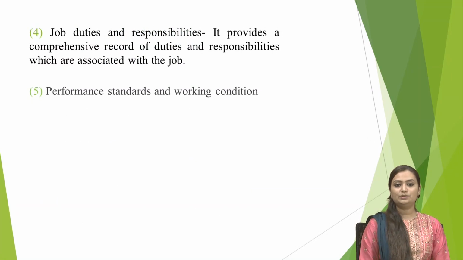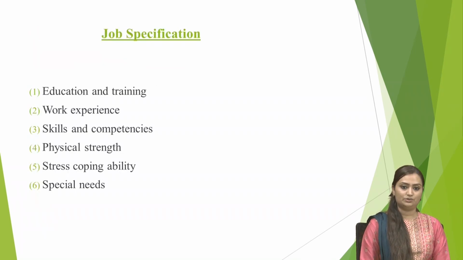Next is related to job duties and responsibilities. So job description is a kind of data from where the employee could properly evaluate the kind of duties and responsibilities that will be allocated to them in the workplace. Next is related to the standard and working condition in the organization. Anything and everything that is related to the work, about their predefined standard and about the working condition, would be clearly described in the job description of the organization.